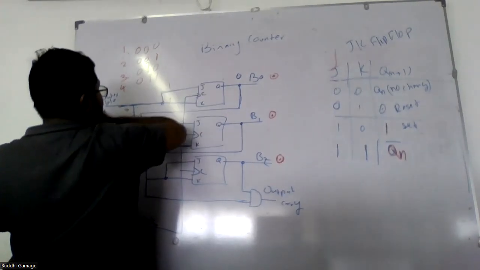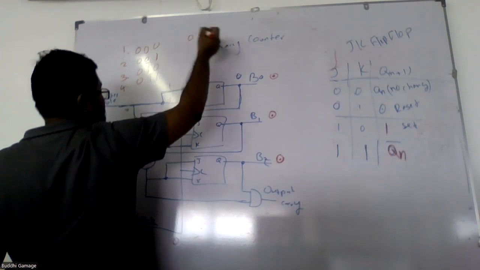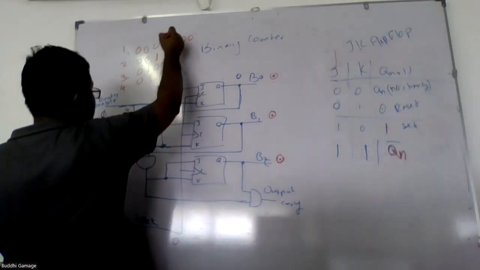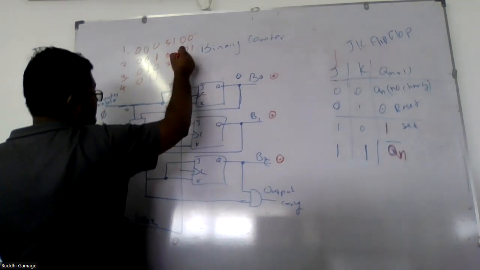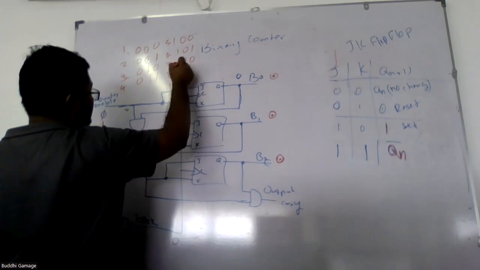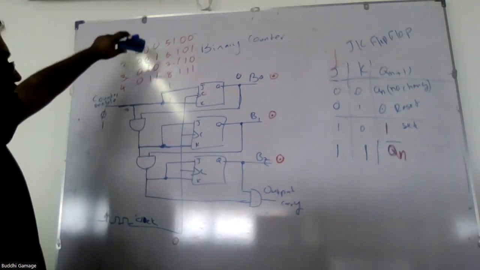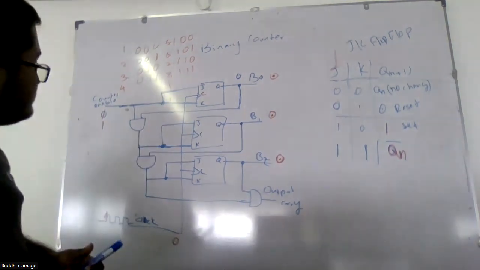So next state, what it should be? We need to add 1, 0, 0, 1. So this is the fifth state. 6, 1, 0, 1. 7, 1, 1, 0. 8, 1, 1, 1. So this is the operation which will happen underlying the binary counter, right?